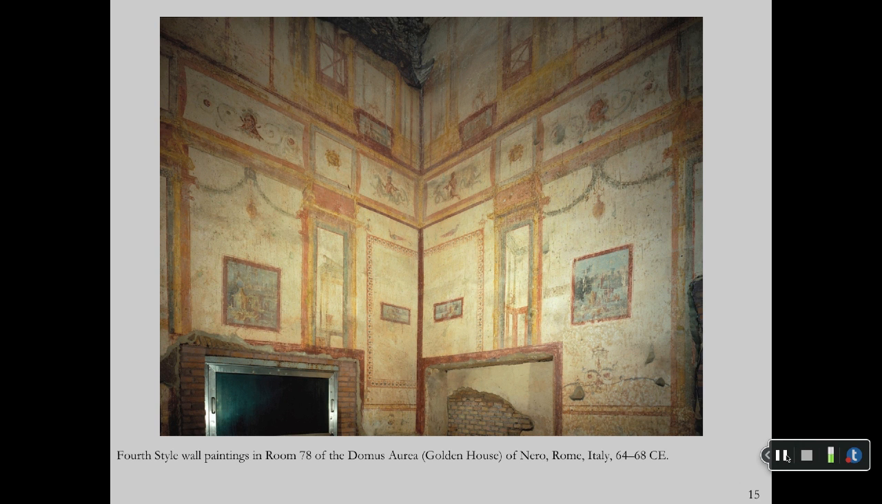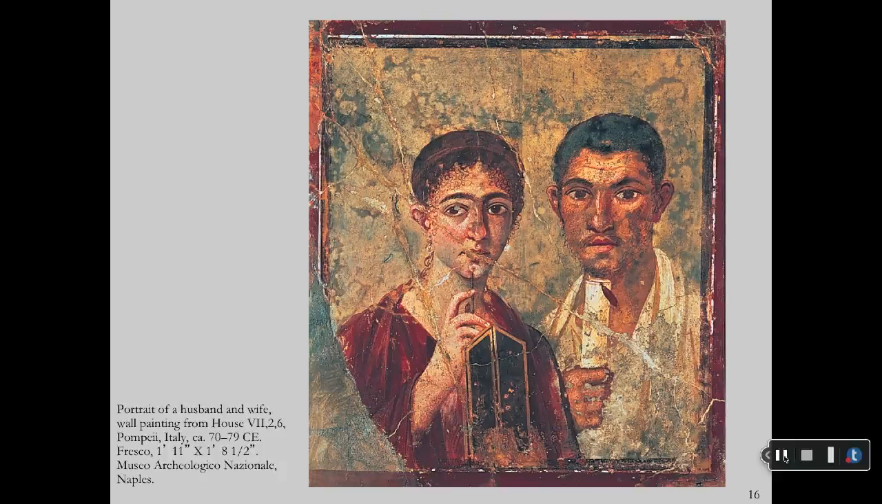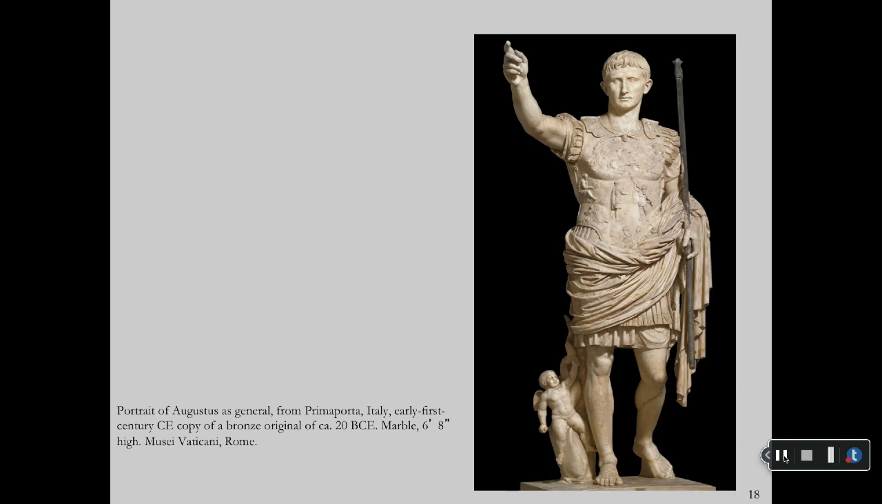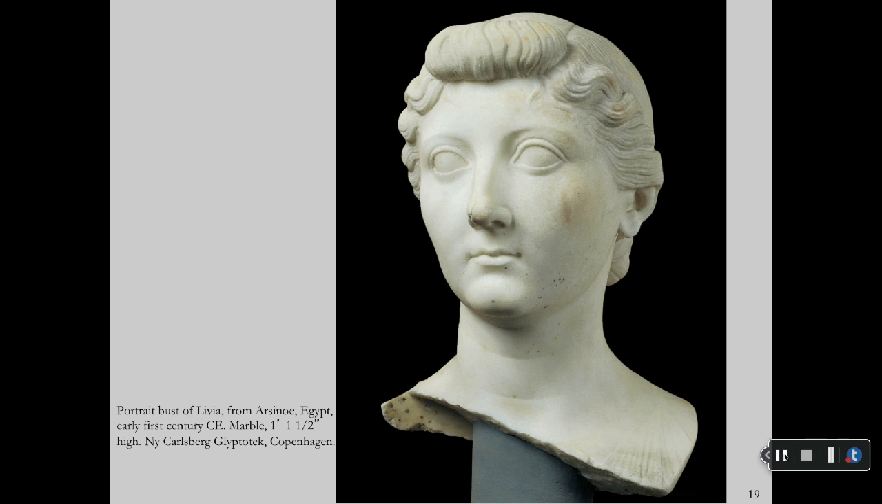Fourth-style wall paintings in the Domus Aurea, or the Golden House of Nero in Rome. The portrait of a husband and wife in fresco is most likely a marriage portrait. Fourth style still life with peaches from Herculaneum in Italy. Statue of Caesar Augustus. Wife of Caesar Augustus, Livia.